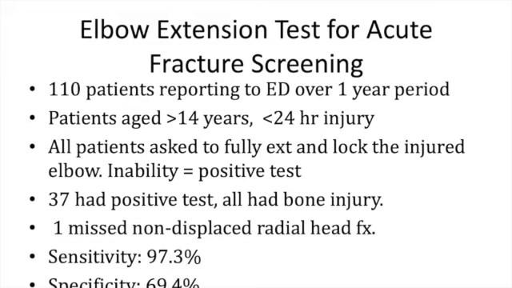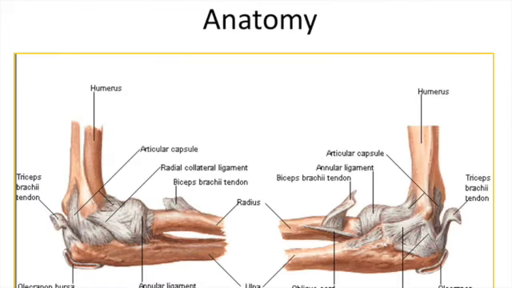So if the patient is 14 years or older, and you ask them to fully extend and lock out the injured elbow, if they're not able to, that's a positive test. That means we should go ahead and get a radiograph. So as you can see, of the 37 positive tests, all had a bone injury and one misplaced radial head fracture. So pretty good criteria. So take a look at this slide.